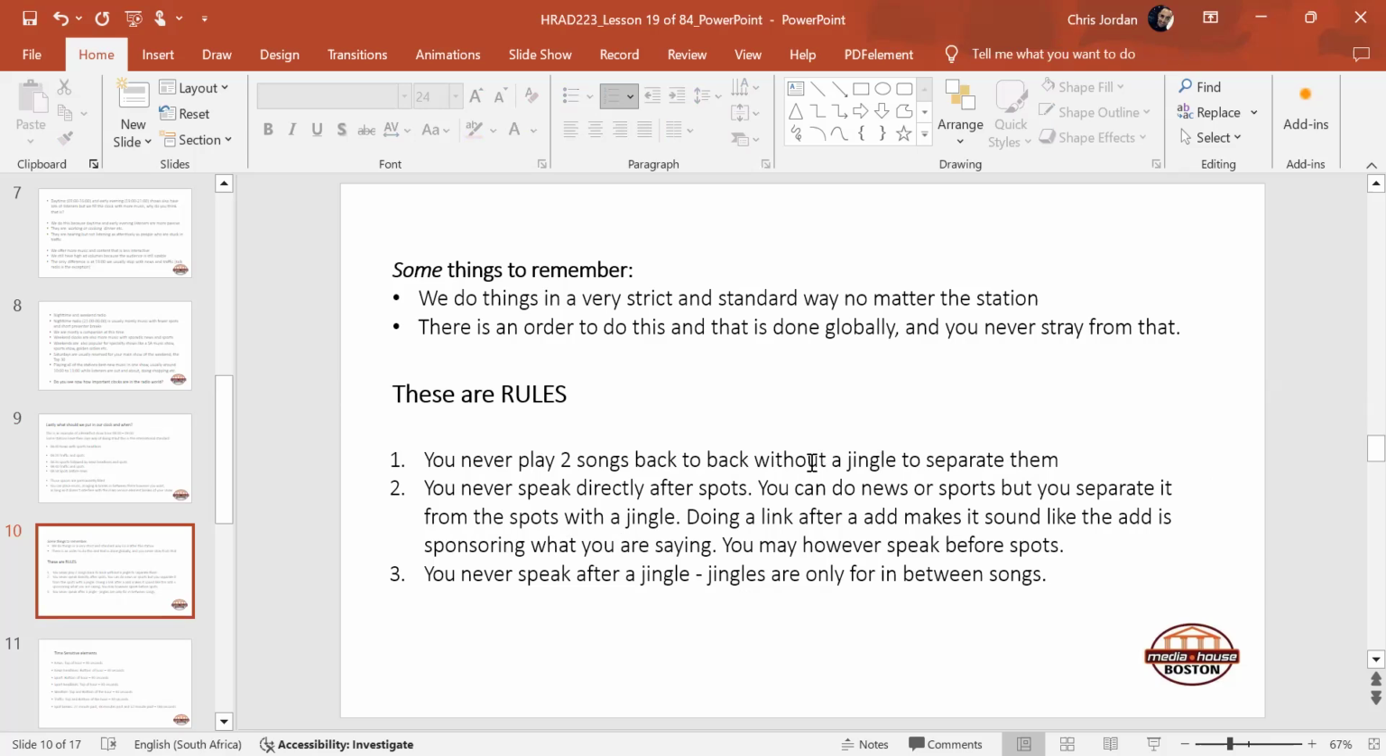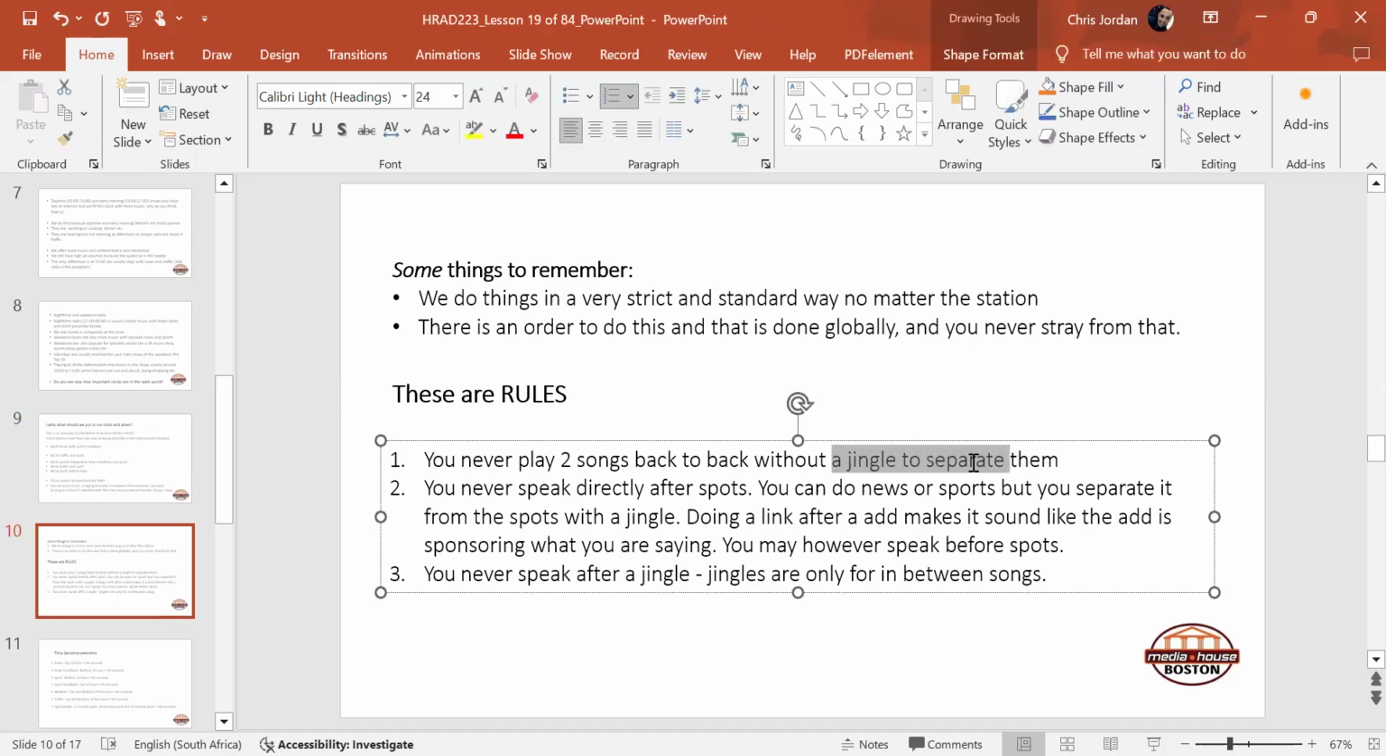We need to make sure that the branding is always what shines throughout the clock itself, what shows throughout the day, whatever it may be. Never speak directly after spots. So you want to just get back to the music, right? You can do news or sports, but you separate it from the spots with a jingle, rather than doing a link after an ad, right? It makes it sound like the ad is sponsoring what you are saying.